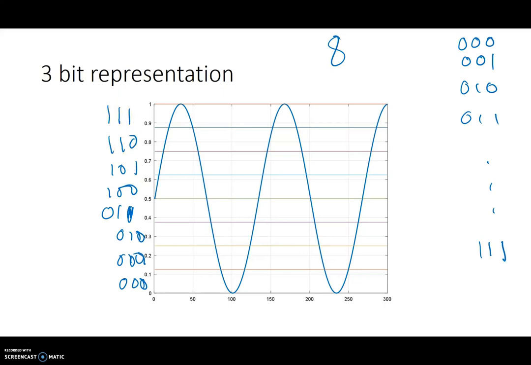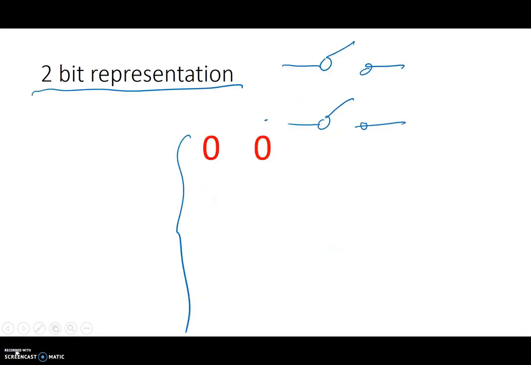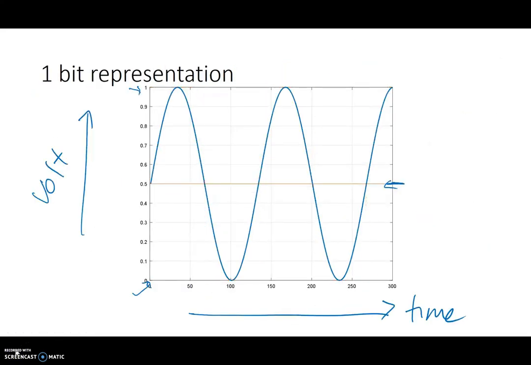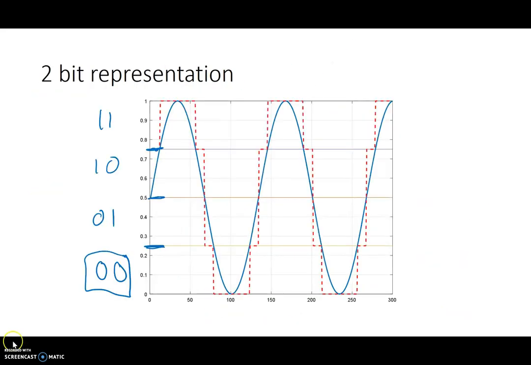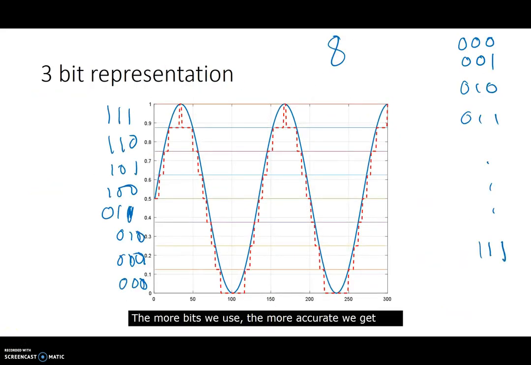Now, if I partition this sine wave into those 8 different levels, what I get is a lot more realistic looking sine wave. It's not perfect, but it's getting much, much closer to a sine wave than it did just a second ago with this square wave, right? So the higher the number of bits, the closer we get to representing a physical quantity that is actually measured.